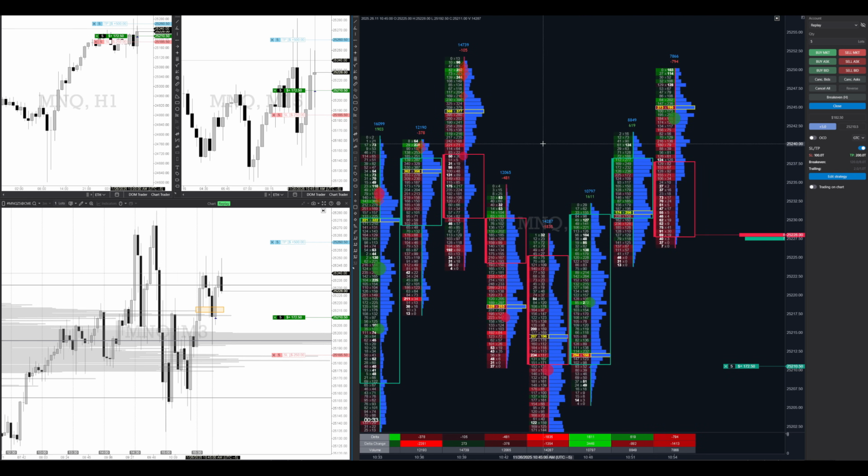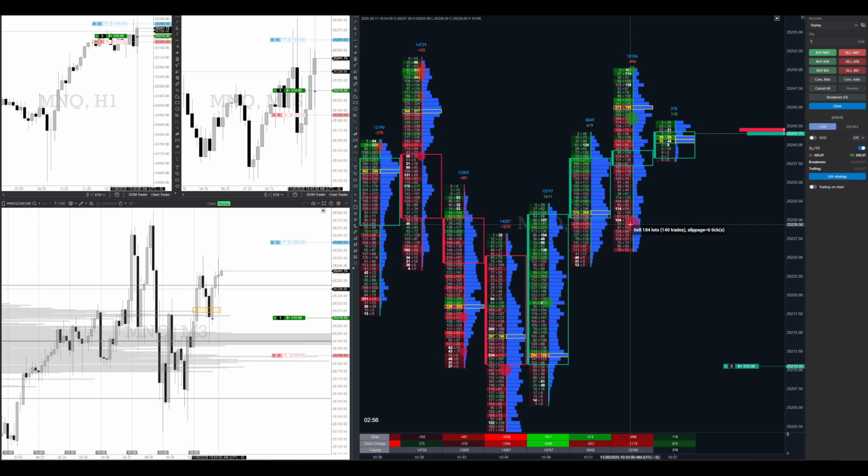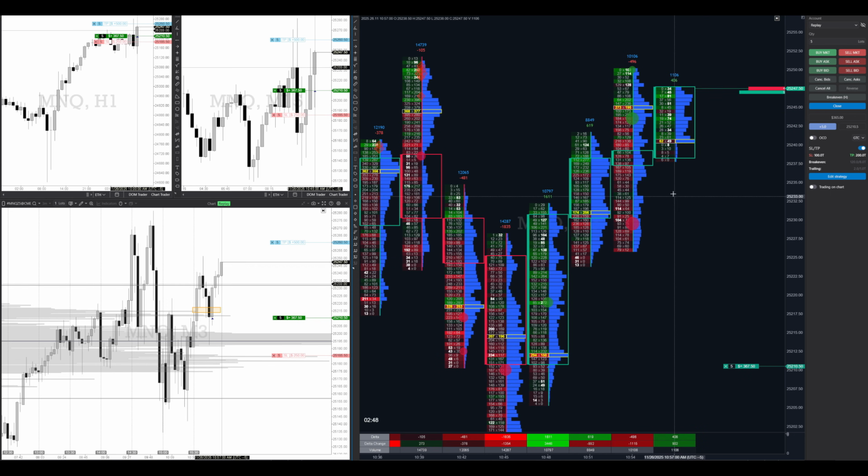This is how you can backtest really well. Look at all those imbalances. All that is imbalances. Look at those imbalances right here. Right around 100 orders right there. 184 lots. Slippage of 6 ticks. It was right in there.